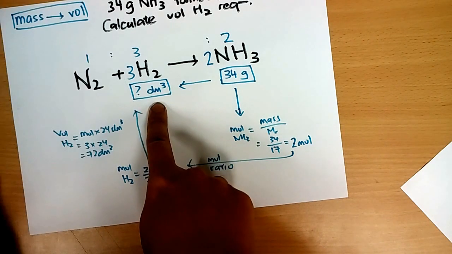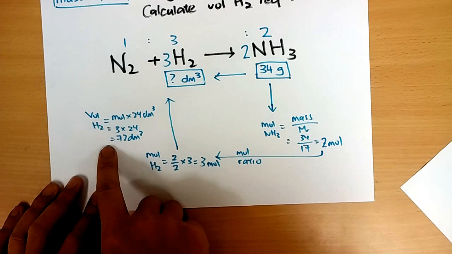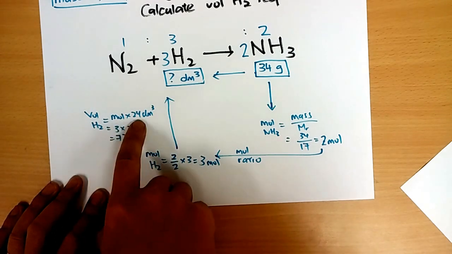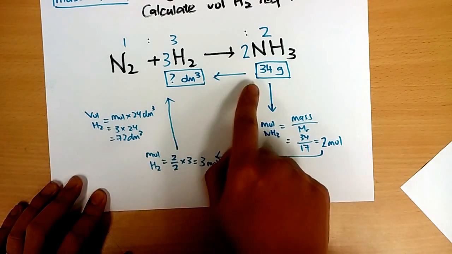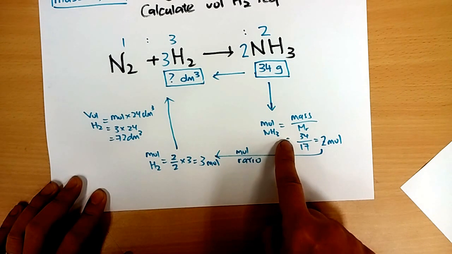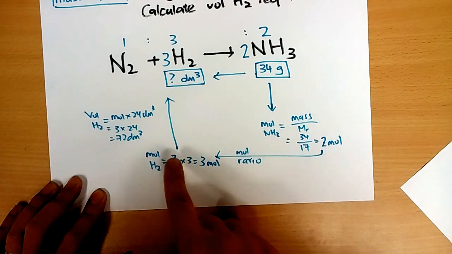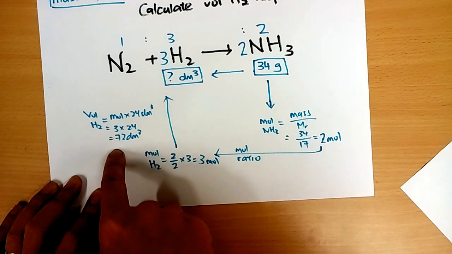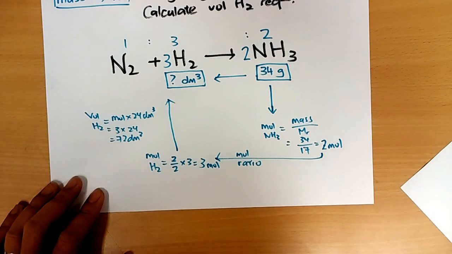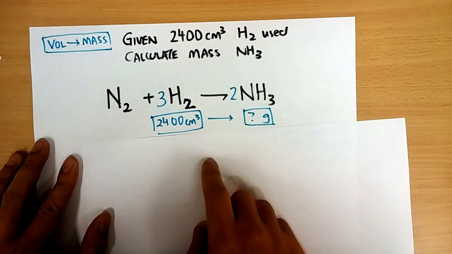So last step, how do you convert the mole to dm cube? So same place. Take the volume. The volume of hydrogen will be the mole times 24 dm cube. So step 1, change it to mole. Use the mole ratio, and then times 24 to get the volume. Okay, it's pretty easy.